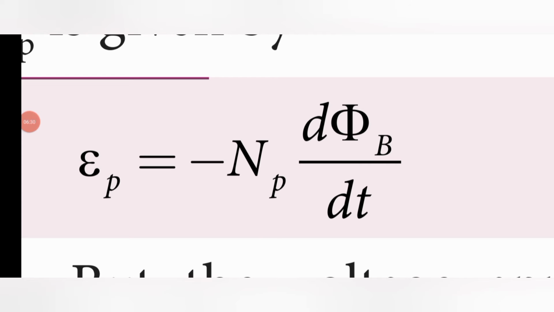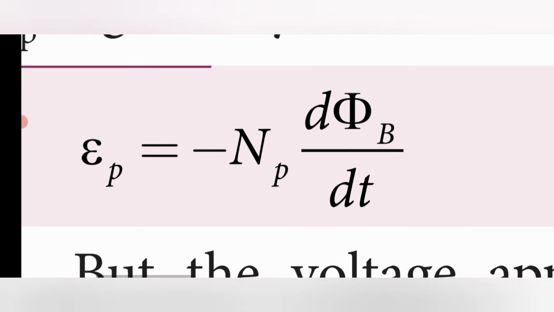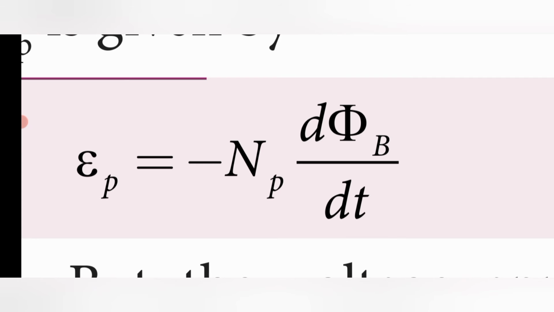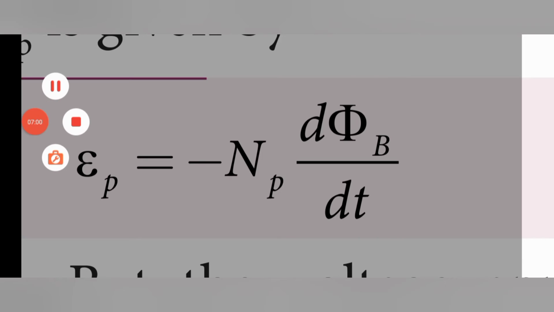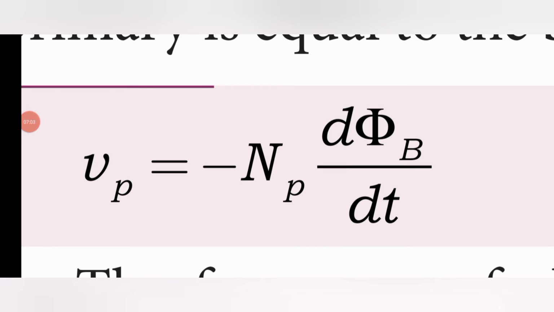So this equation shows that the induced EMF in the primary coil, epsilon P, according to Faraday's law, is equal to minus Np d phi by dt. It also equals Vp, the applied voltage, to which it is opposite. That's why EMF epsilon P is equal to minus Np d phi by dt. So Vp is equal to minus Np d phi by dt.